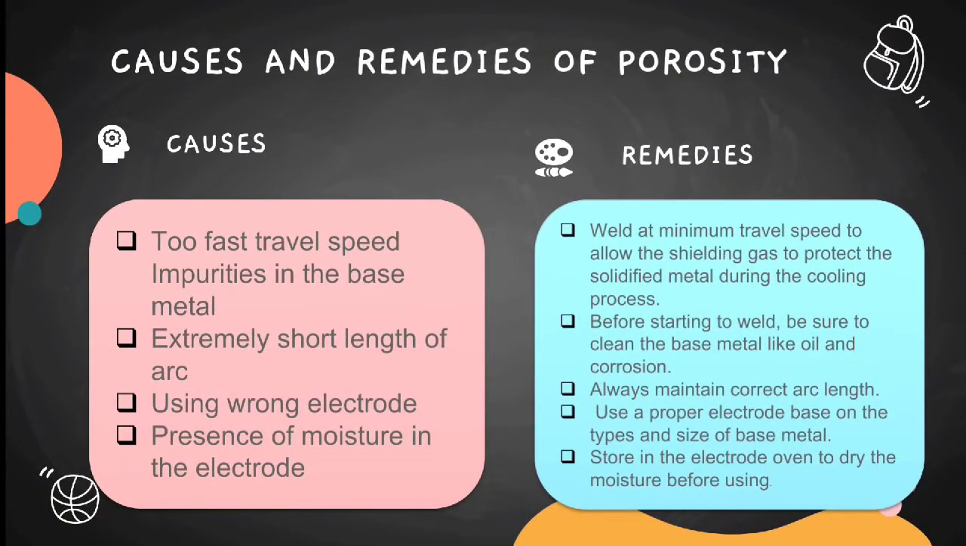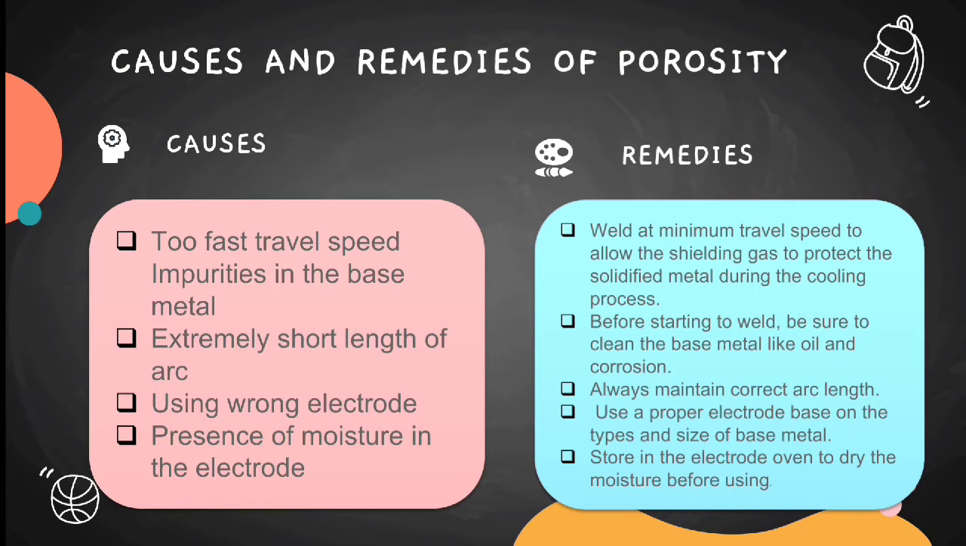So what are the causes and remedies of porosity defects? Let us discuss first the causes. Because of having too fast travel speed, it can be a cause for porosity defects. If there are also impurities in the base metal, it can be a cause. Extremely short length of the arc, using the wrong size of electrode, and also if there is presence of moisture on the electrode itself.